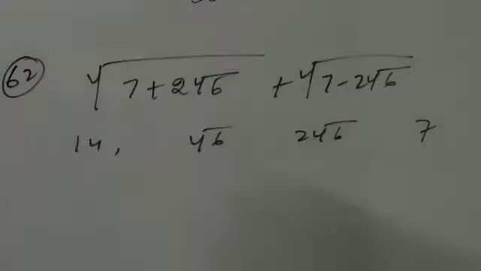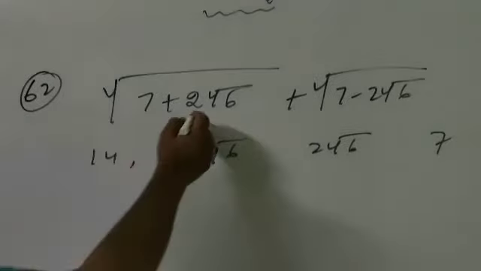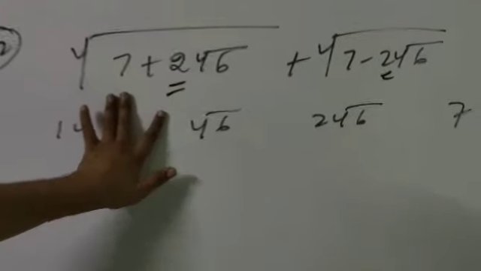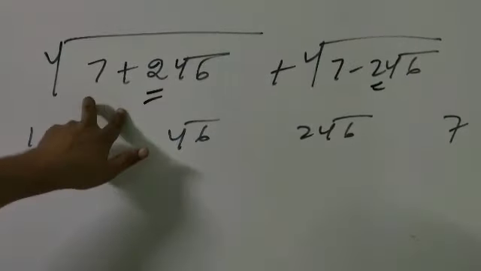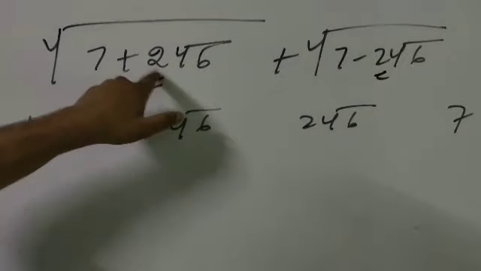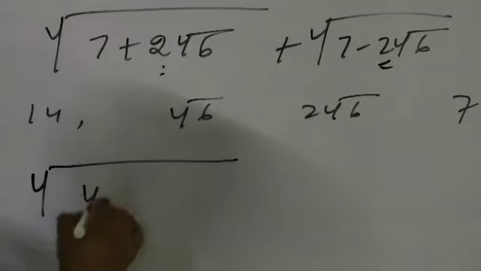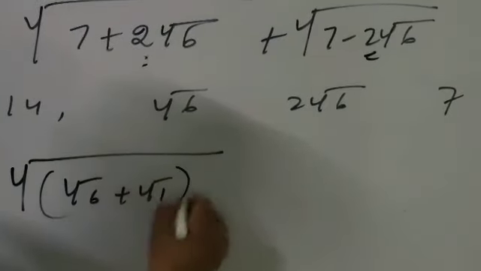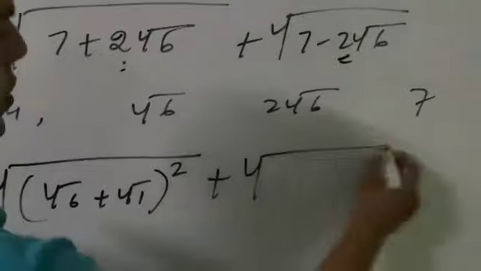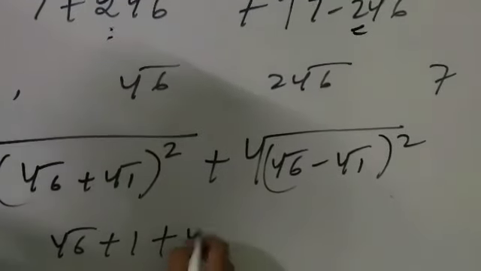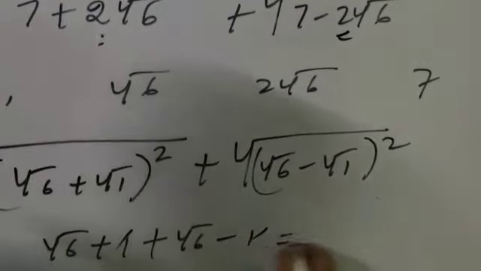Clear? 62 question, very easy question. Here is 2 root 6 and here is minus 2 root 6. This is the square of something. What is it? Root 6 plus root 1 whole square. How did I come to know? Because here is written 2 root 6. You can calculate root 6 plus root 1 whole square, clear? And this is root 6 minus root 1 whole square, clear? Then root 6 plus 1 from here and root 6 minus 1 from here. This is cancelled out and the answer is 2 root 6.